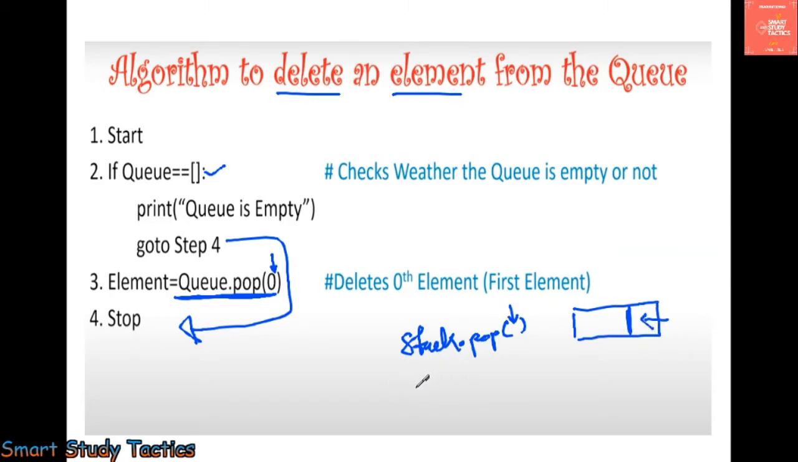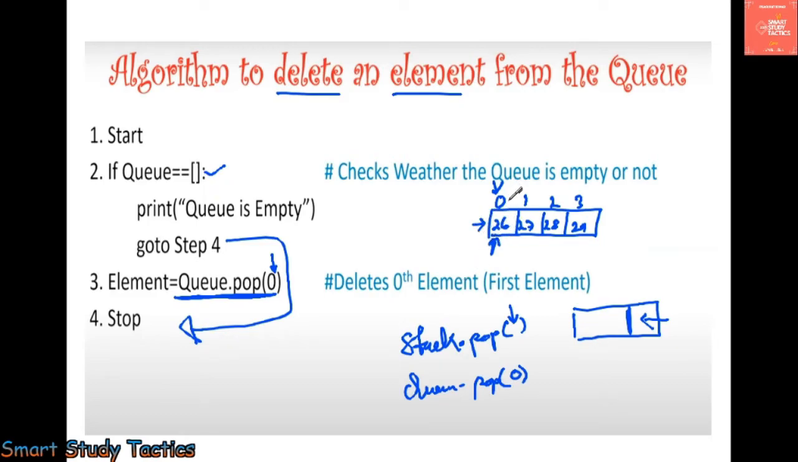But in the queue, when you do the pop operation, it should be from the zero index position. What is the zero index position? Now these are the values 26, 27, 28 and 29. The index starts from 0, 1, 2 and 3. So 0 is the index value, and it is deleting from this front end. This is always the front.